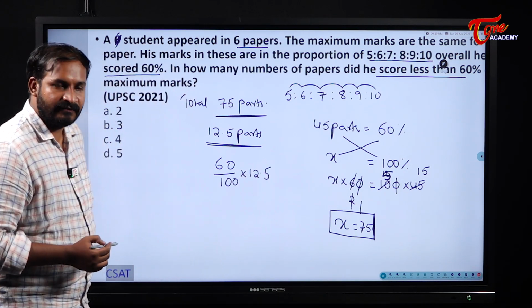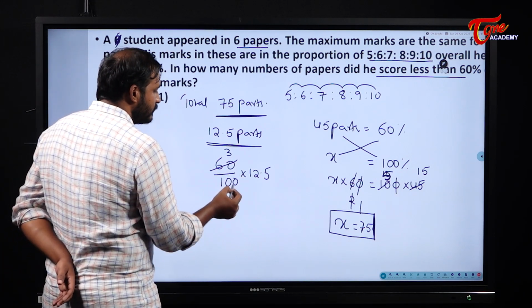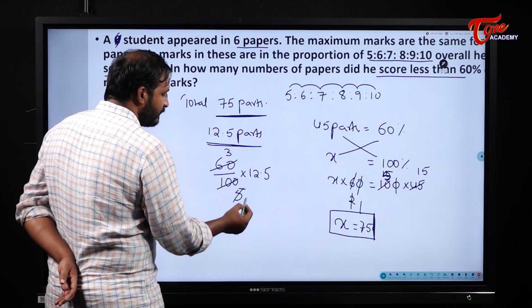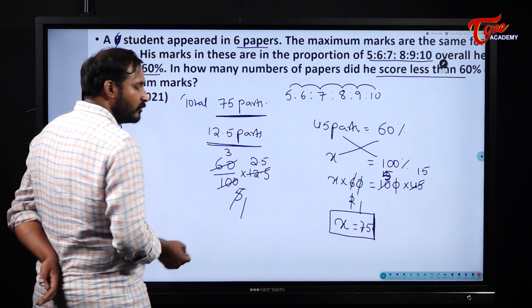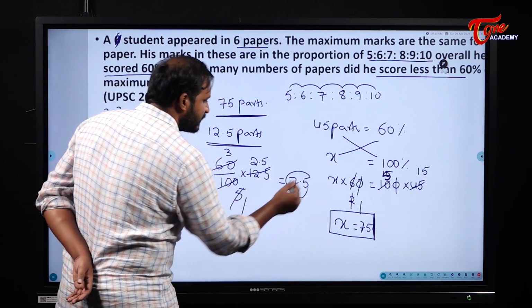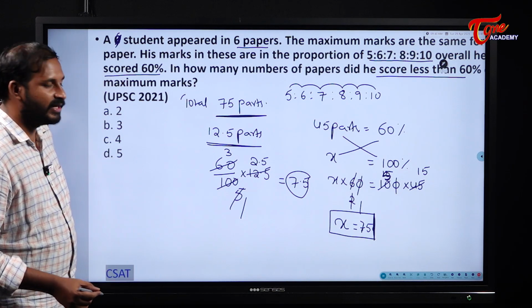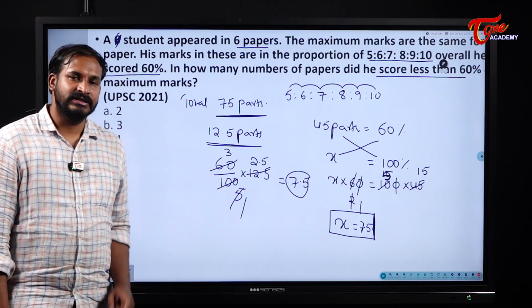60% of 12.5 is 60 by 100 into 12.5. So 25s are 5 ones 5, that is 2.5s. So 2.5 into 3, what will I get here? 7.5 parts. So 60% of each subject is how many parts? 7.5 parts. So 60% will become how much? 7.5 parts.